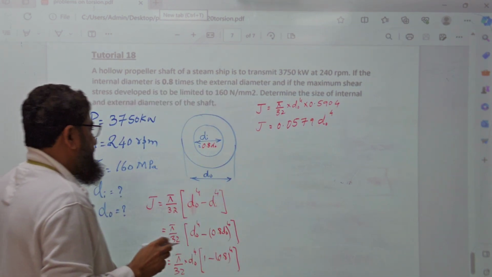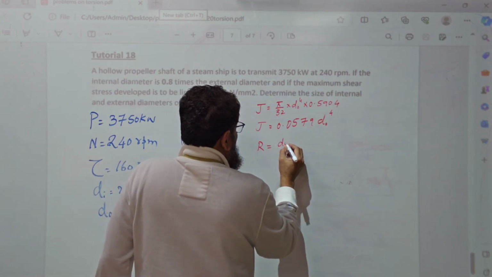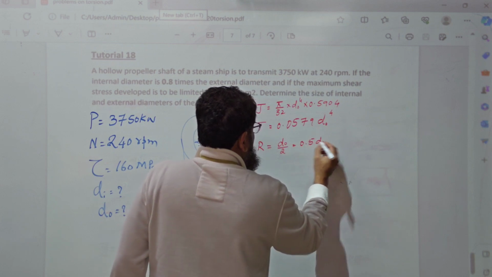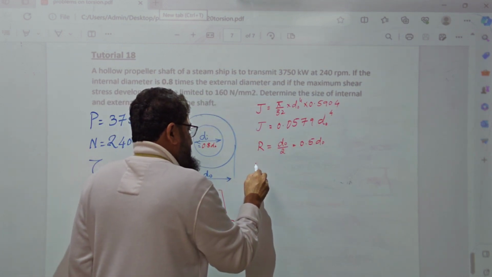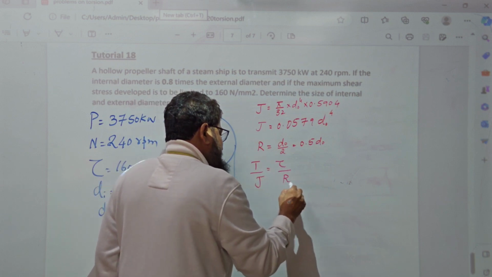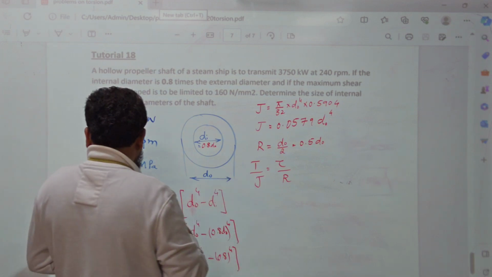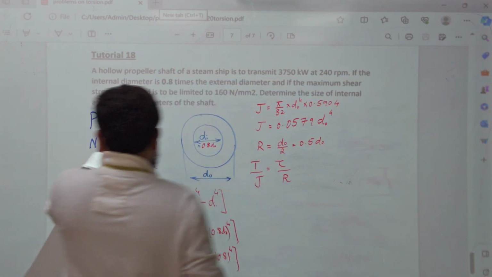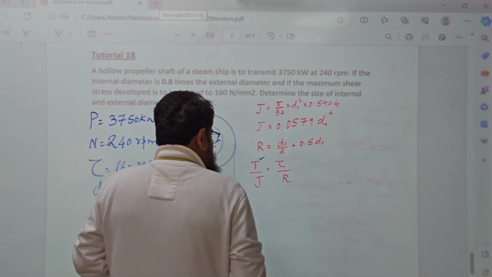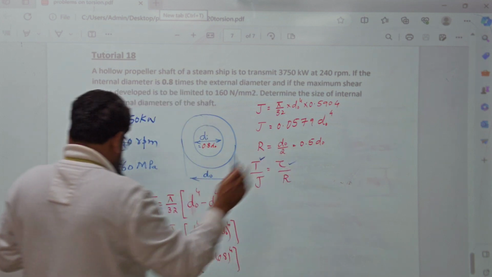Okay. Now I will have a term R also. R will be what? D naught by 2. It is nothing but 0.5 D naught, is it? Now let us write the formula. T by J is equal to tau by R. So what actually do we want? We want D naught, is it not? So now T, yes, T is given because the power is there, so I can easily find out T. Tau is already given. R is known. J is known. I can find out.